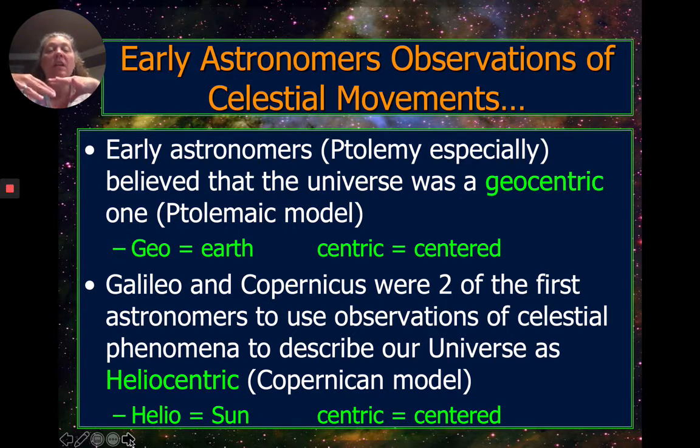Galileo and Copernicus changed the model. So did Kepler. But Galileo and Copernicus were two of the first astronomers to use observations of celestial objects to say, you know what? No, we're not at the center. The sun is at the center of the solar system. The sun god was Helios, so it's called a heliocentric model. Helium is one of the main gases that makes up the sun. Hydrogen's number one, helium's number two. Oh, excuse me, sorry. The heliocentric model is the correct model. The geocentric model is the old incorrect model. Okay, that's kind of important stuff there.